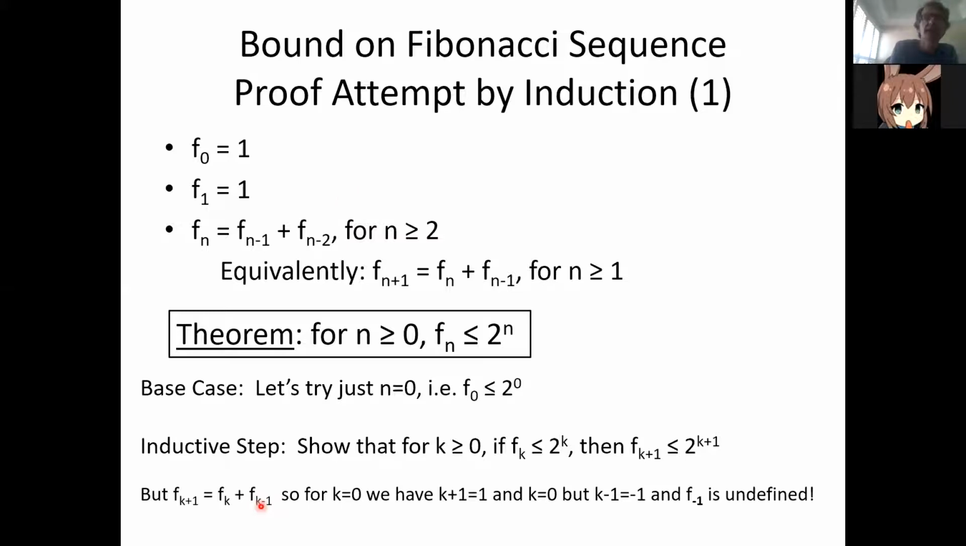But here already I have issues, because I'm trying to prove this implication for k starting from 0. This expression doesn't even make sense for k equals 0, because it seems to refer to some object which is like a minus first element in the sequence. But the sequence started at index 0, so there is no such object.